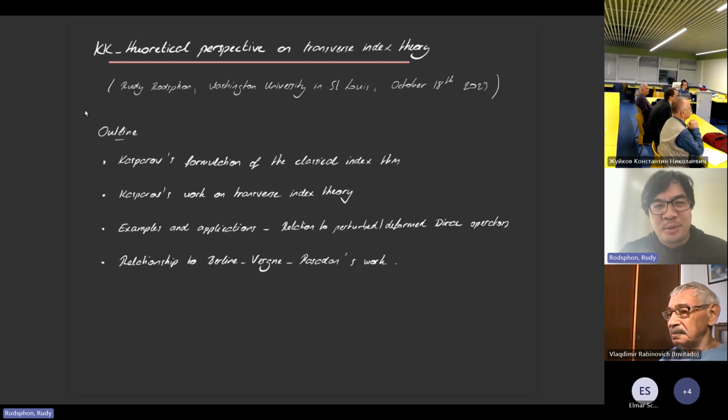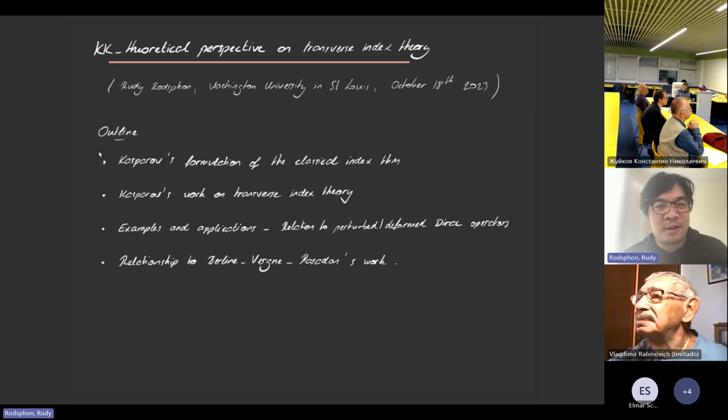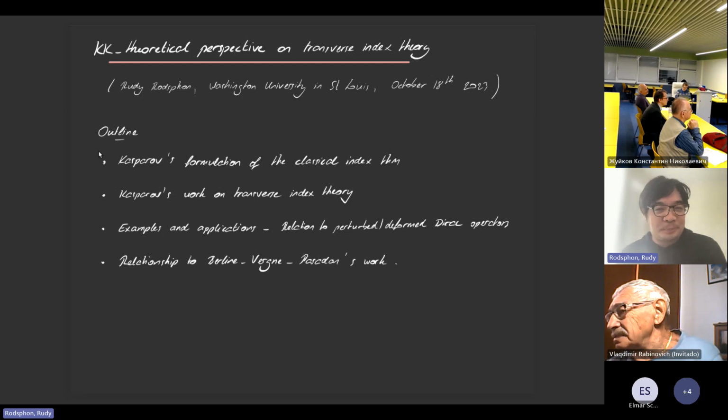A lot of this also will have to do with what's called KK theory. So I'll try to give also some overview of what it is for people who are not familiar with that. A lot of the technicalities will be hidden, but I'll try just to outline the main ideas. So here's the outline of the talk.